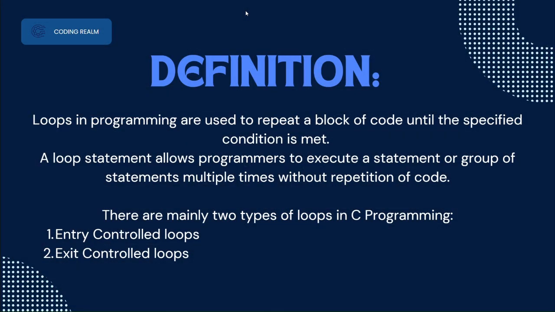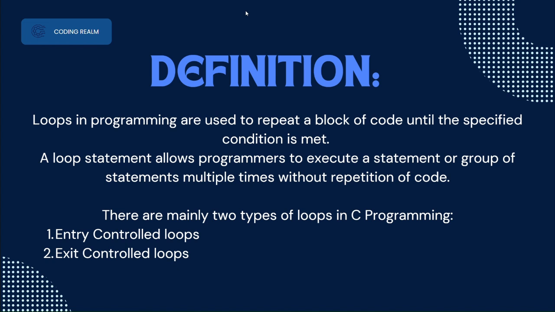Definition: what is a loop? Loops in programming are used to repeat a block of code until the specified condition is met. A loop statement allows programmers to execute a statement or group of statements multiple times without repetition of code. For example, if I need to print hello world a million times, it's very difficult to write hello world a million times. We use the loop.